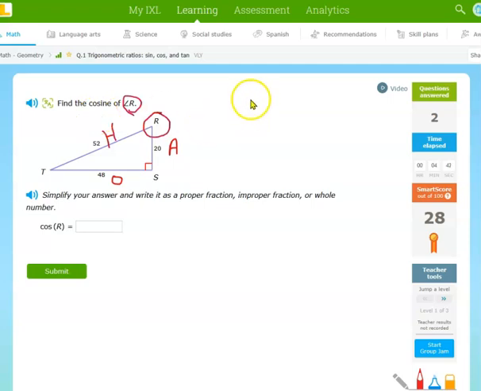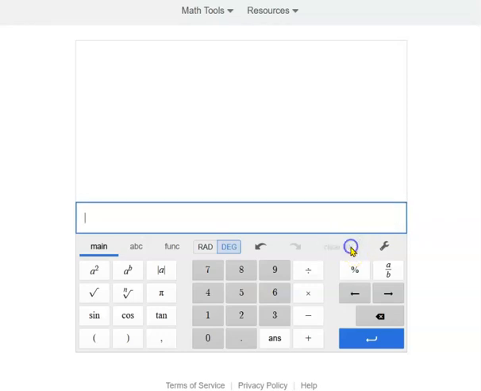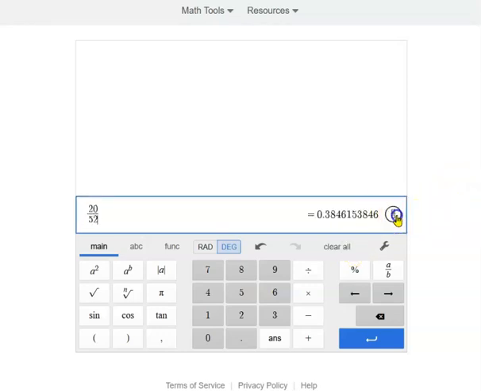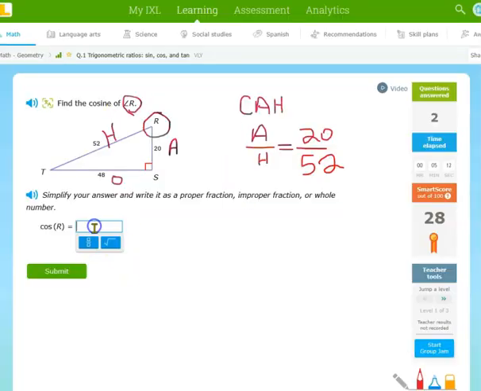This is cosine. So SOHCAHTOA, C-A-H stands for cosine equals adjacent over hypotenuse. Go over to the picture, find our letters, A and H. 20 over 52, that can definitely be simplified. They're both even numbers. 20 over 52, over to our calculator. 20 over 52, click on the circle, 5/13. And hit submit.